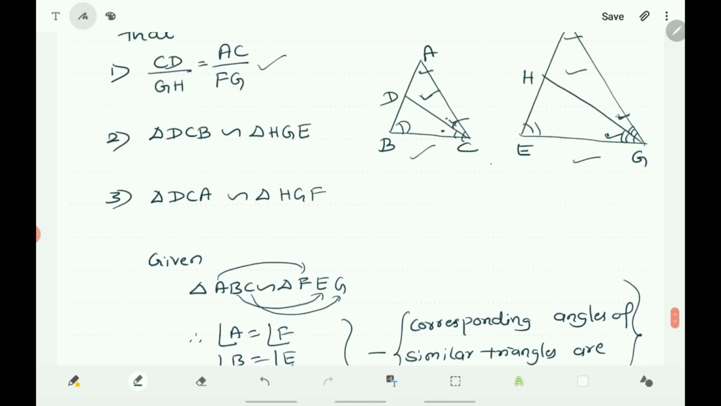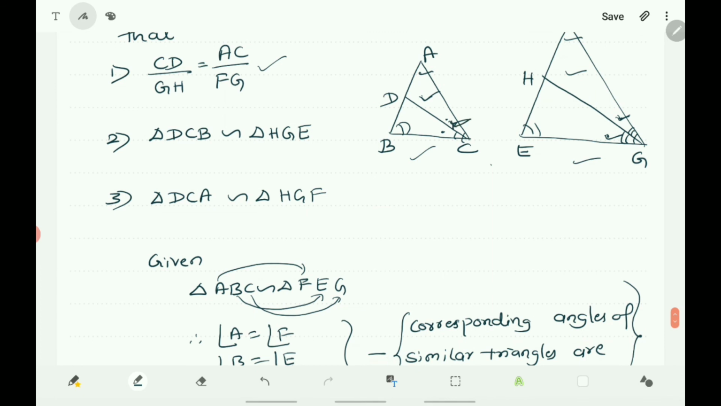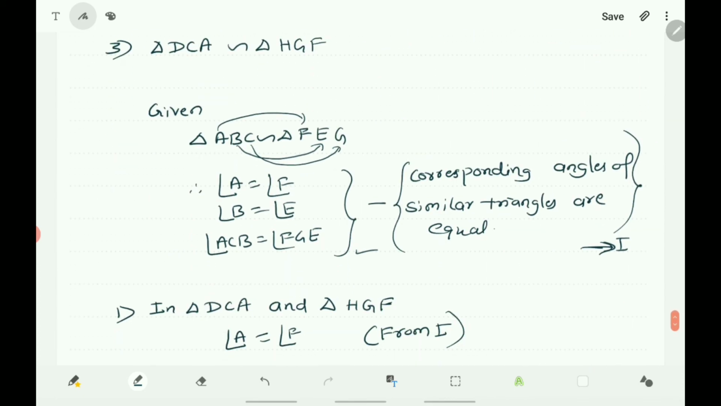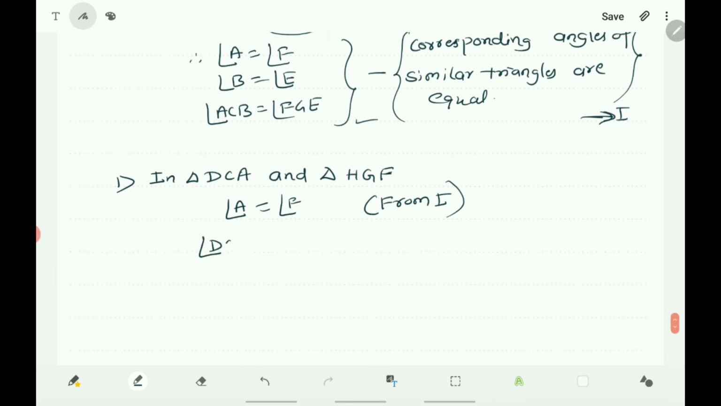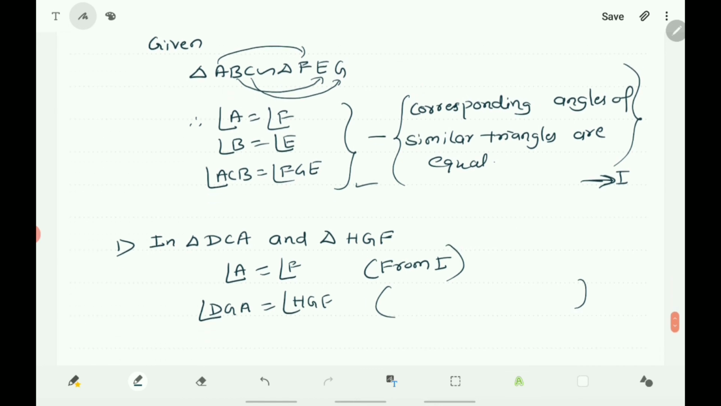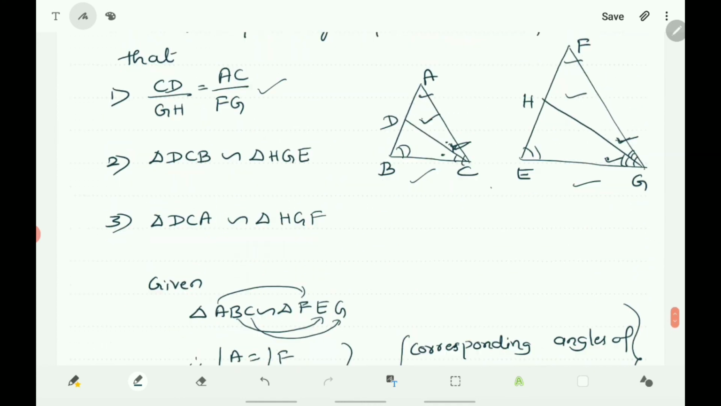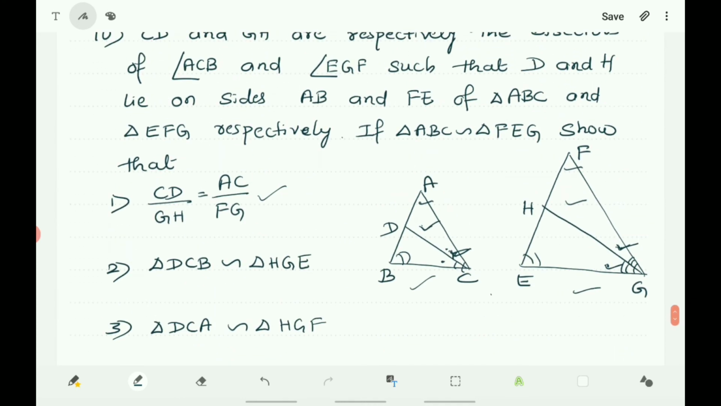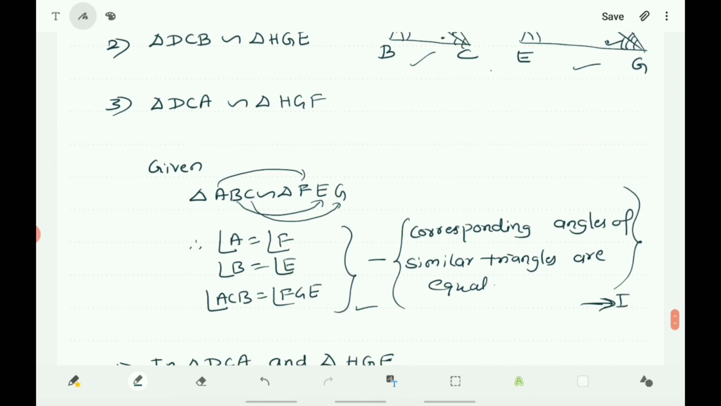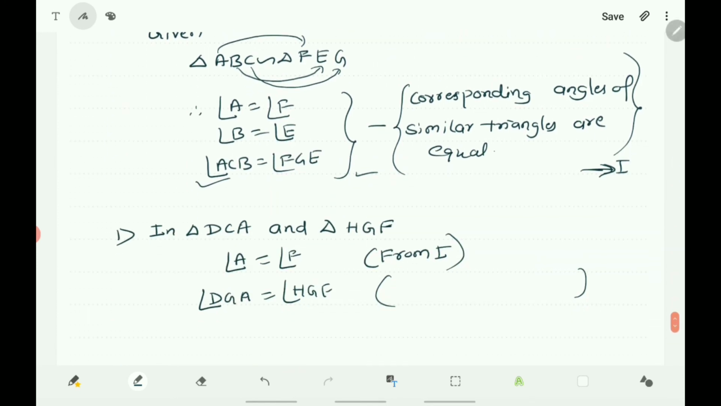The next one is angle DCA is equal to angle HGF. The reason you can give here is halves of equal angles are equal. From the first part you got that angle ACB is equal to angle FGE. They are the halves of the angles ACB and FGE. Halves of equal angles.